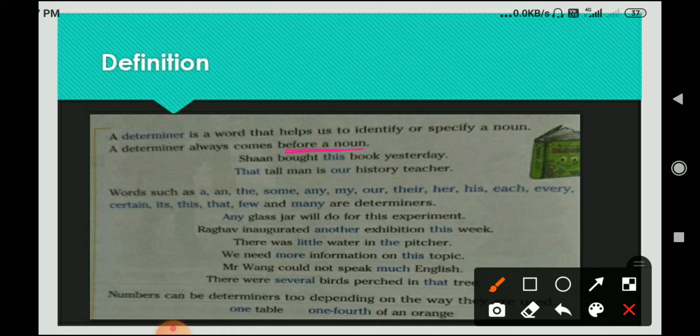This is an important line, you have to learn it by heart. Determiners point out, they specify the noun, so determiners always come before the noun. See here, after every determiner you can see a noun. The underlined words are nouns: water, information, English, birds, and before them determiners are given. So whenever any word points out the noun, determines the noun, specifies the noun, that word we call the determiner.